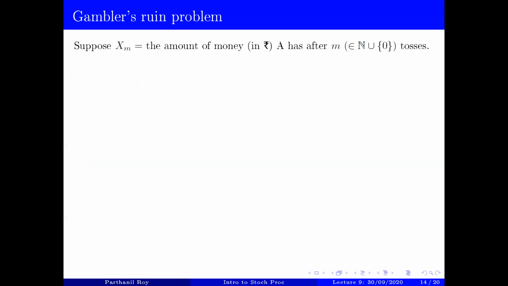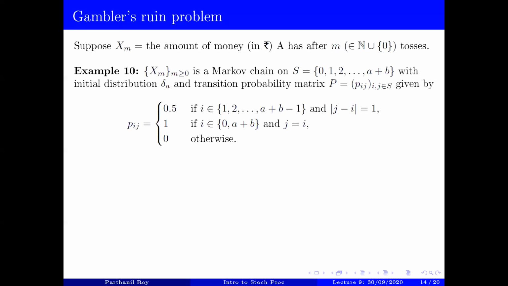Suppose X_M is the amount of money in rupees that gambler A has after M tosses. Whenever I say M tosses, I mean after M tosses, and after that toss, immediately either the gambler will get some money or the gambler has to give the money. After that, how much money does the gambler have in his or her pocket? Now, it's not hard to check that X_M is actually a Markov chain.